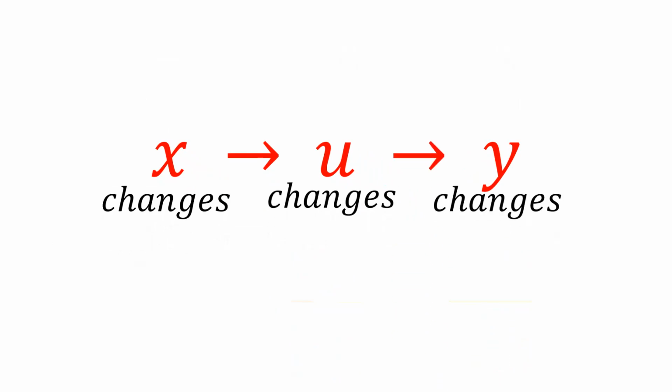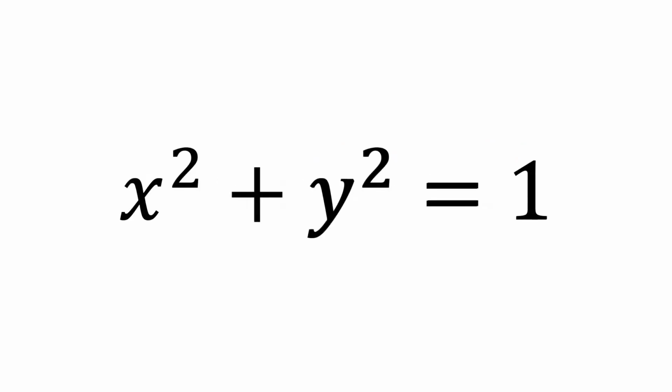Ultimately, y changes because of x. Now, another way we can truly understand dy over dx is by implicit differentiation. It's a form where y isn't dependent on x, and x is solely the independent variable. For example, the circle equation. Here, both of them are fairly independent. They're not dependent on each other.